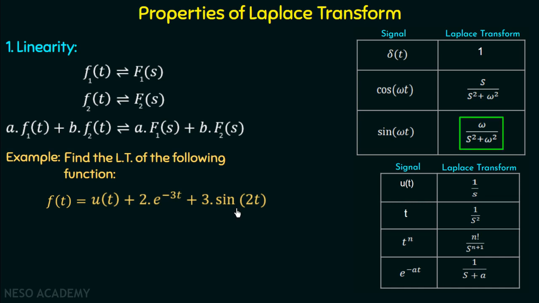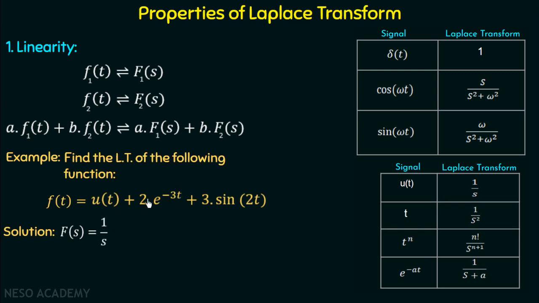It is omega over s square plus omega square. So now we will apply the Laplace transforms to these three functions, and by linearity property, we can easily calculate the Laplace transform of this function. So moving on to the solution, we can write F of s is equal to the Laplace transform of this function, which is equal to 1 over s.